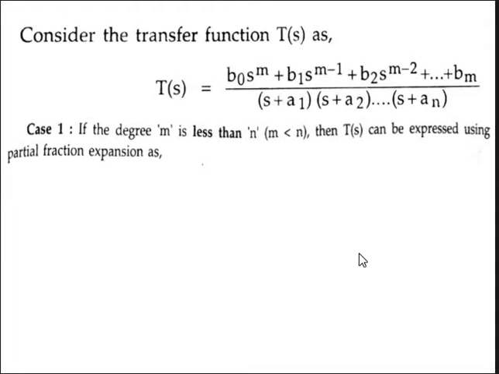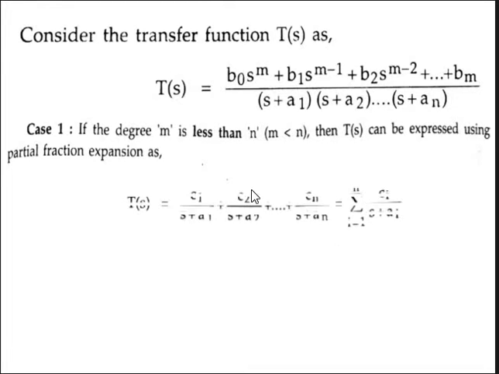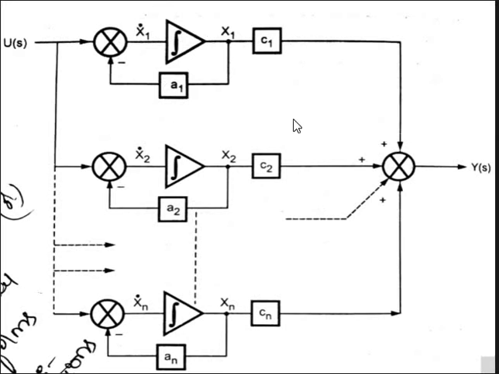How can you design the state model by using case 1? Now I will explain. Consider the transfer function T(s) in this format, that is C1 by (s plus A1) plus C2 by (s plus A2). These are partial fractions. So the given transfer function can be converted into partial fractions like this, and we draw the parallel programming for this method. The parallel programming is like this.